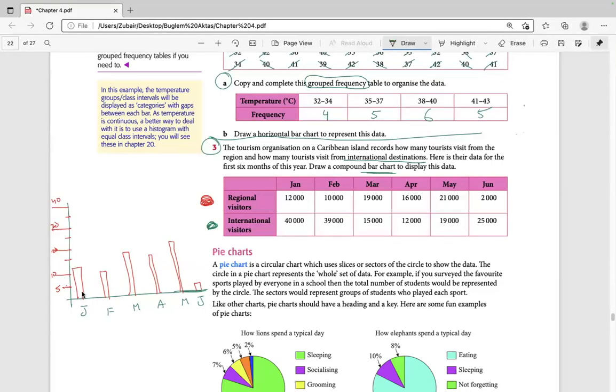Now that's 40. Then we have 39,000. Then we have 15,000. Then we have 12,000. In May we have 19,000. In June we have 25,000.